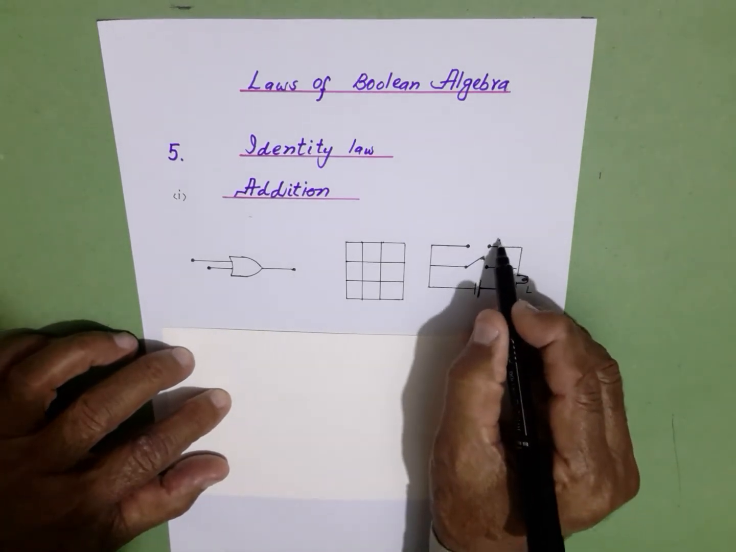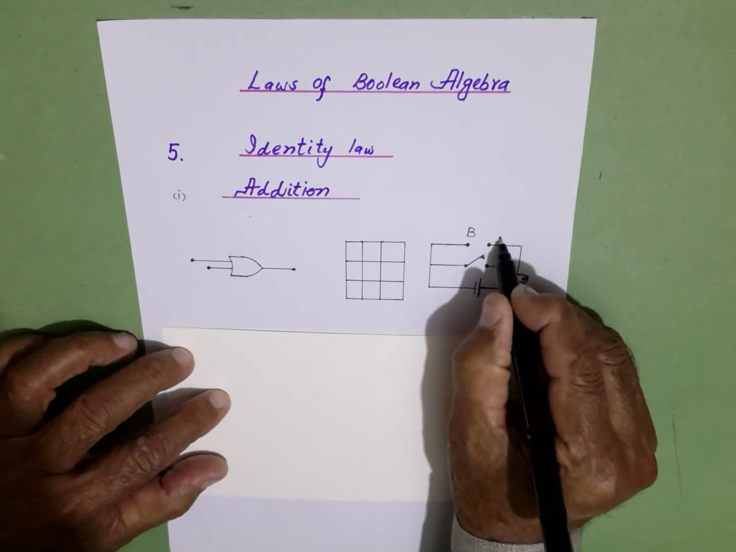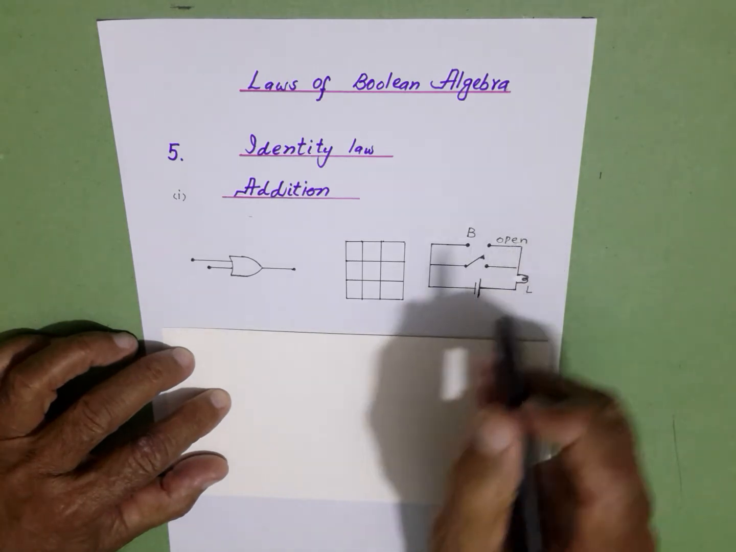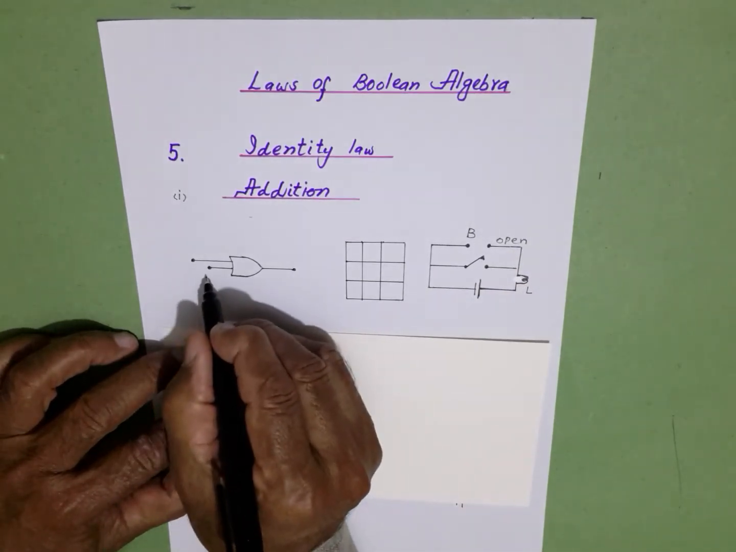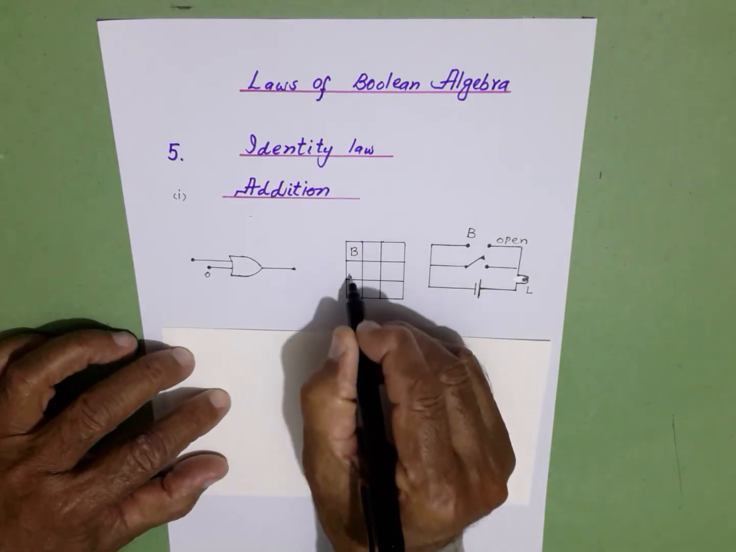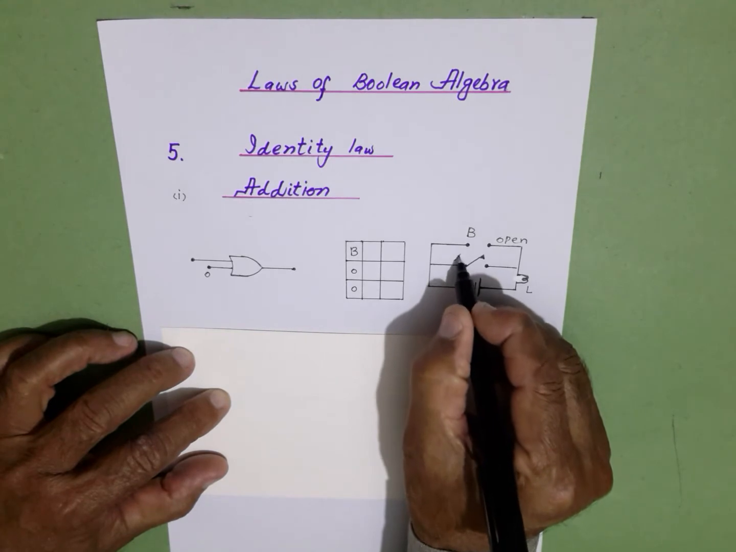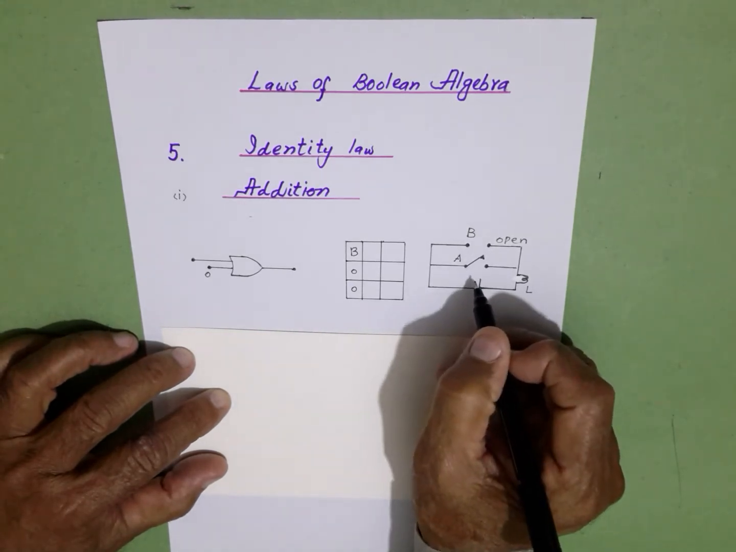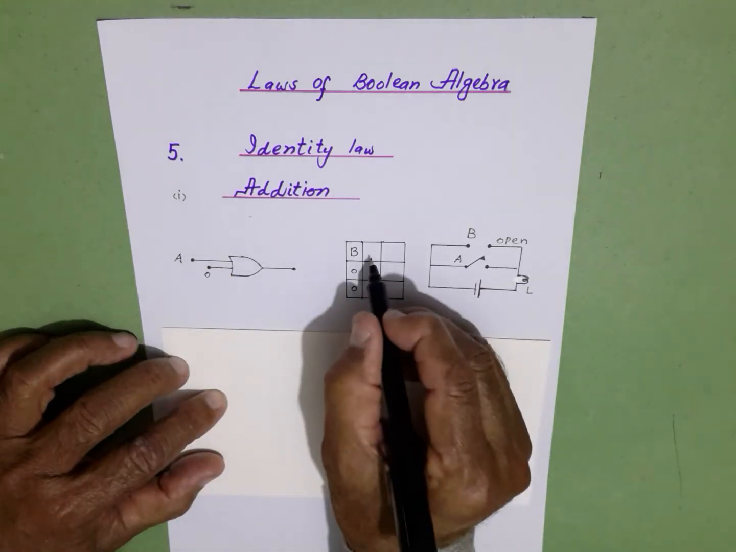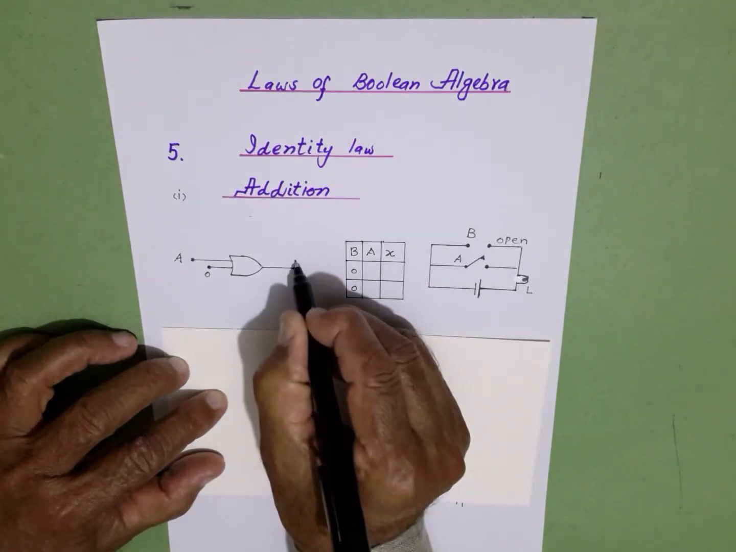Now this switch is B and it is open. As we know, an open switch represents logic 0, therefore B is 0. This is switch A, open condition indicates 0. This is A, this is output X.